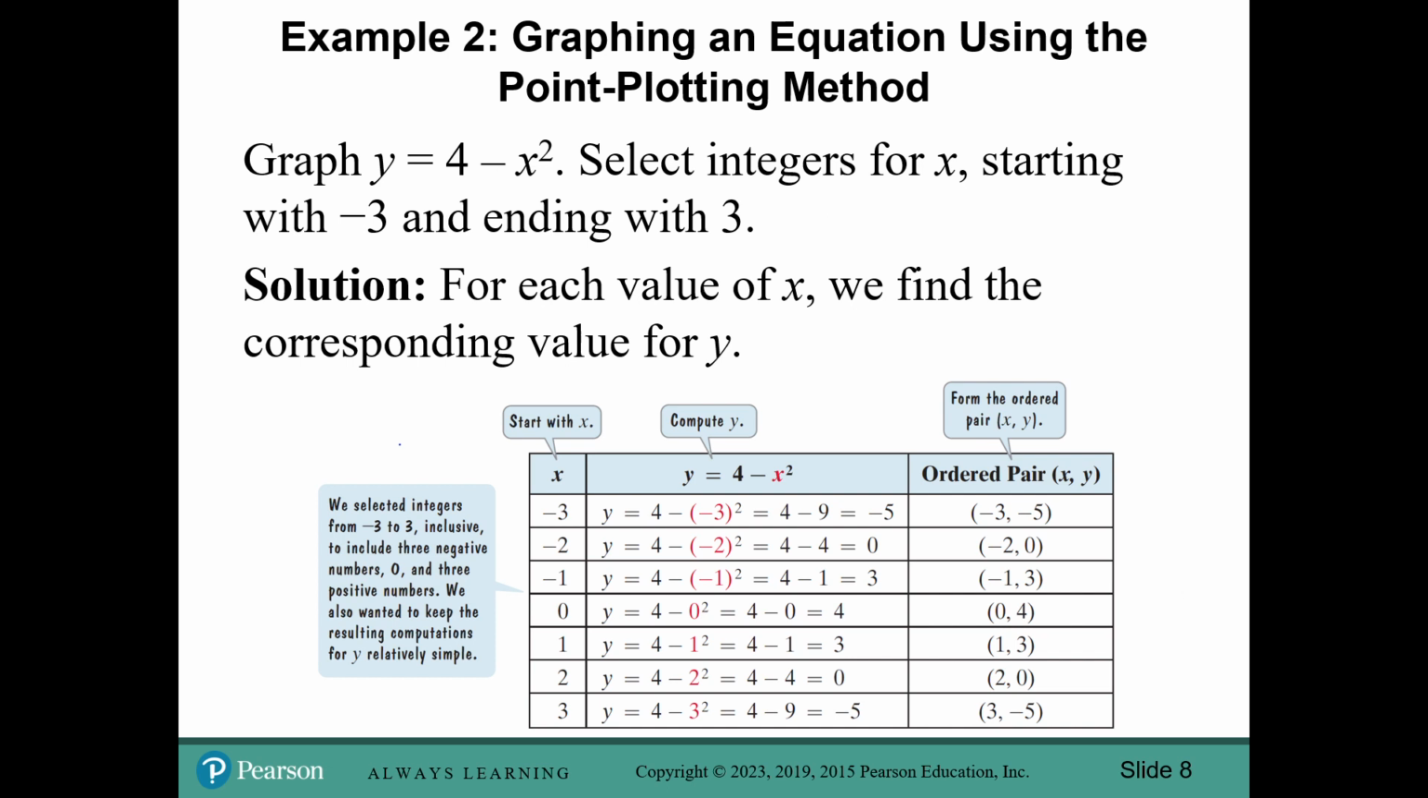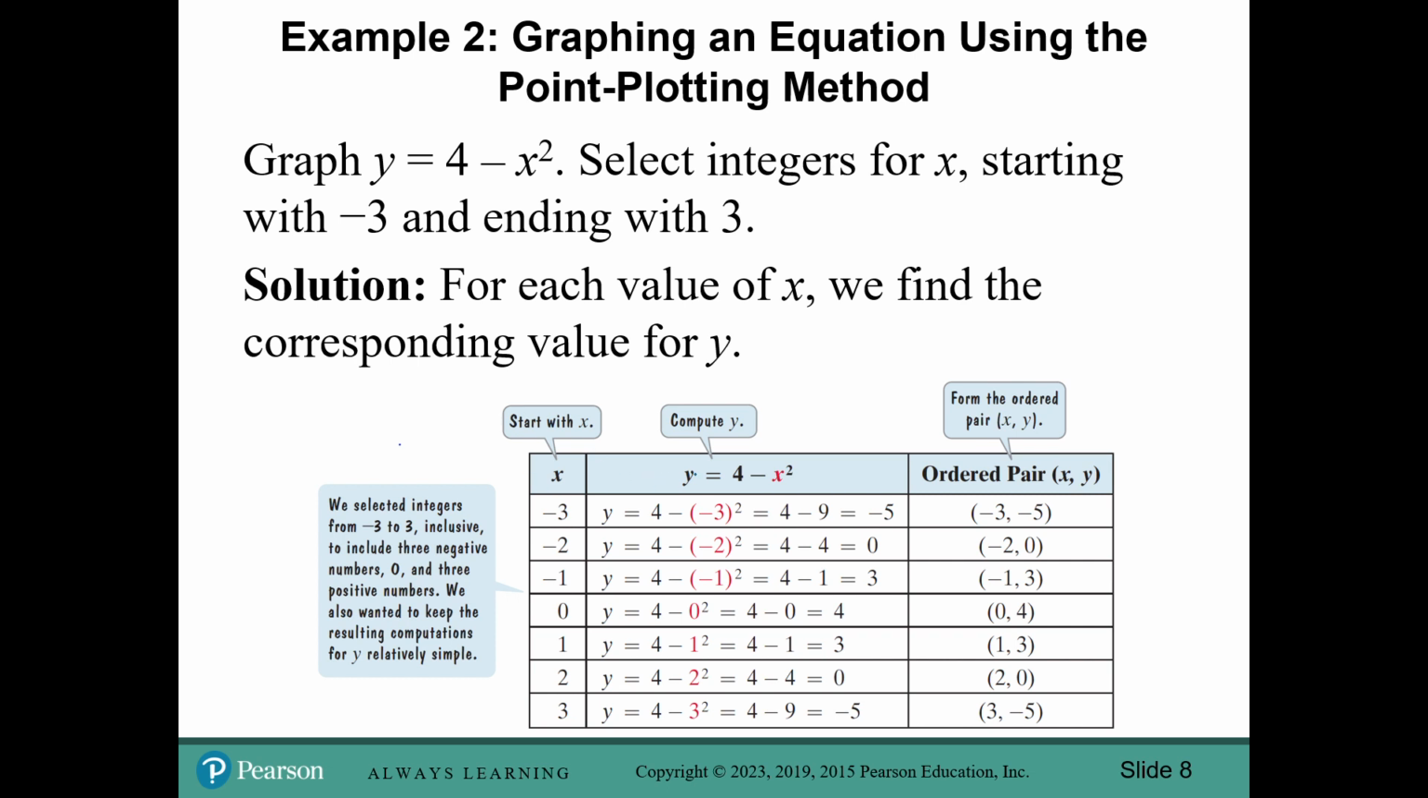So we want to look at graphing an equation using the point plotting method. We want to graph y equals 4 minus x squared. Select integers for x, starting with -3 and ending with 3. So, for each value of x, we find the corresponding value for y. We've got a nice chart here where we break it down. Our x values are pre-selected for us because we start with -3 and end with 3. This includes values of x equals -3, -2, -1, 0, 1, 2, 3.